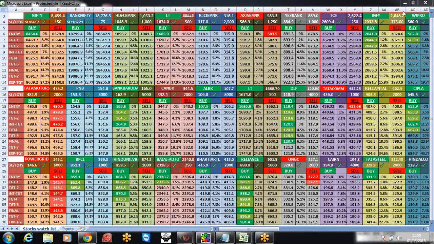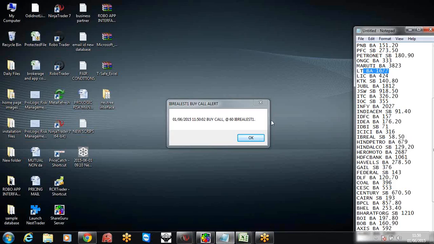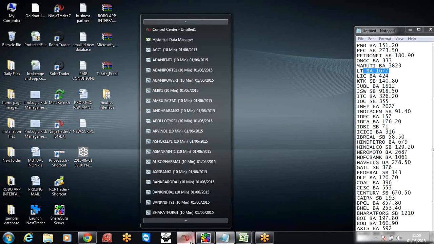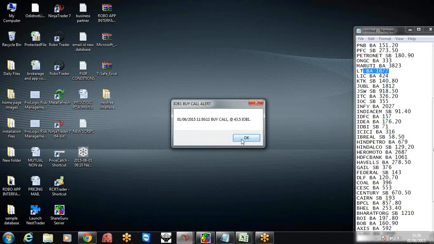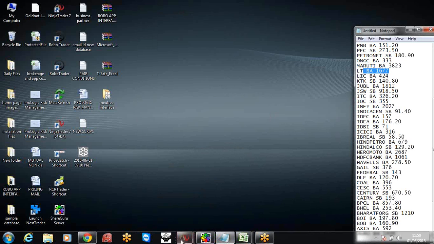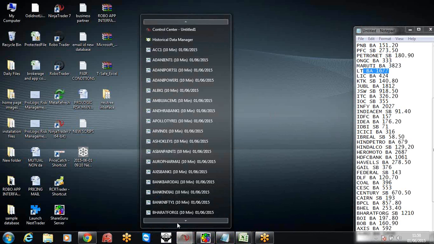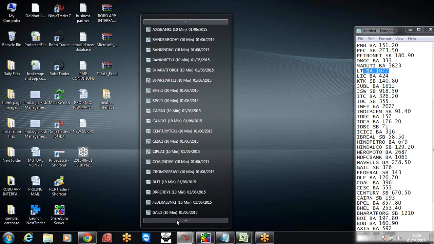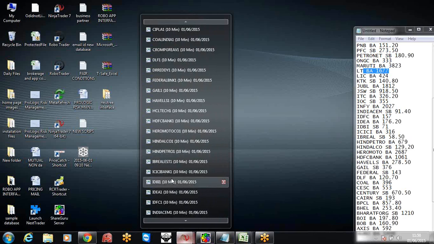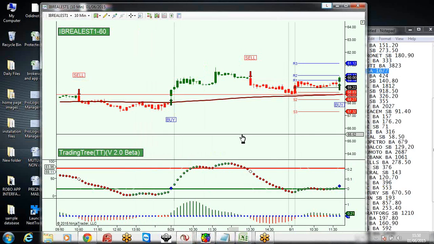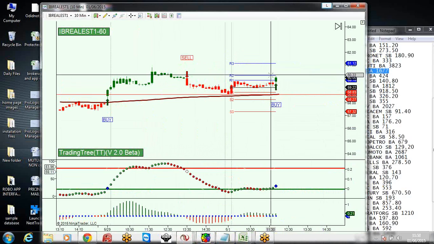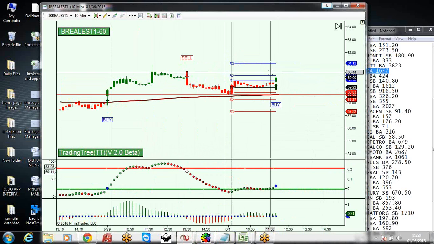There is a buy call in REALIST1. There is a buy call in EF1. 60.50.